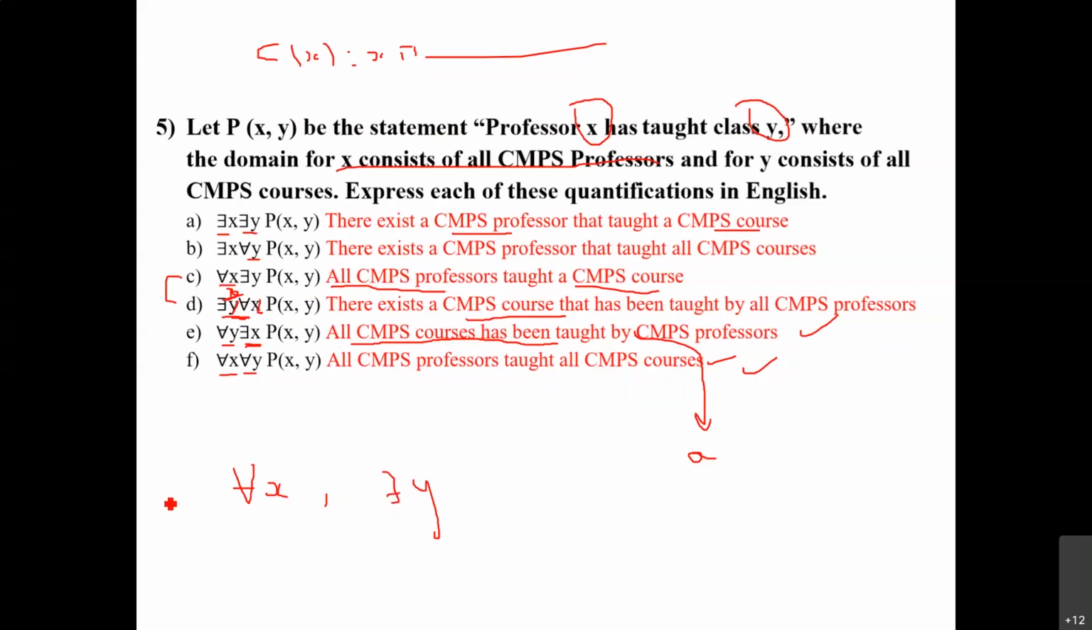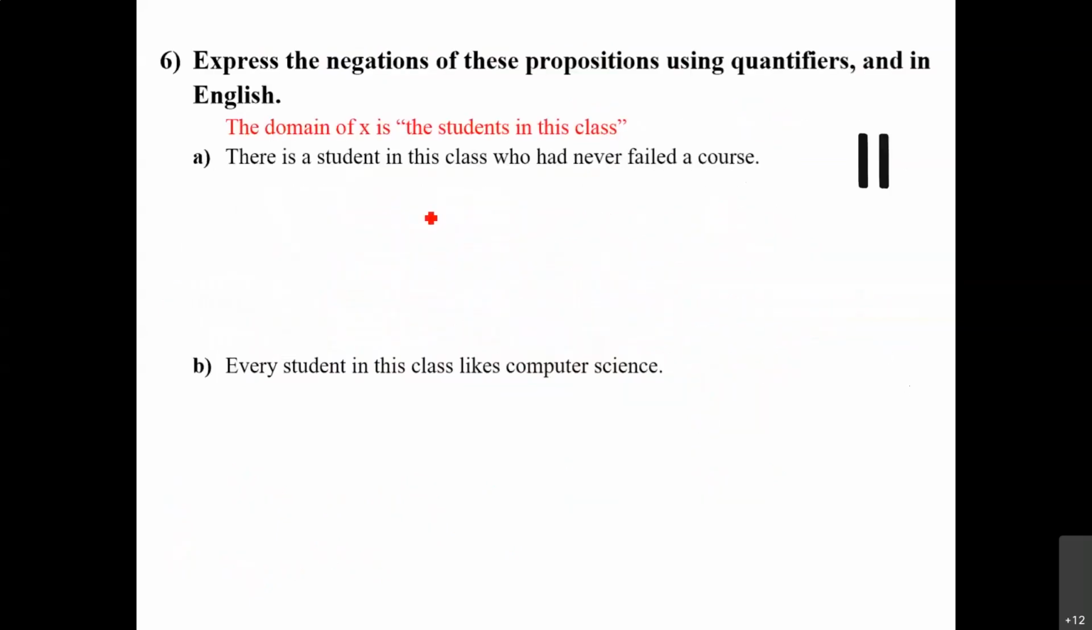This is part C. In part D, we're saying there exists a CMPS course that was taught by all CMPS professors. So it's the same thing. If that didn't answer you, let me know. So express the negation of these propositions using quantifiers and in English.